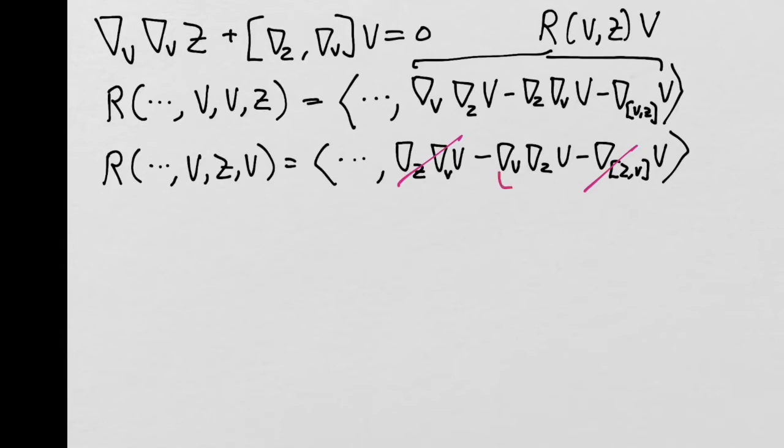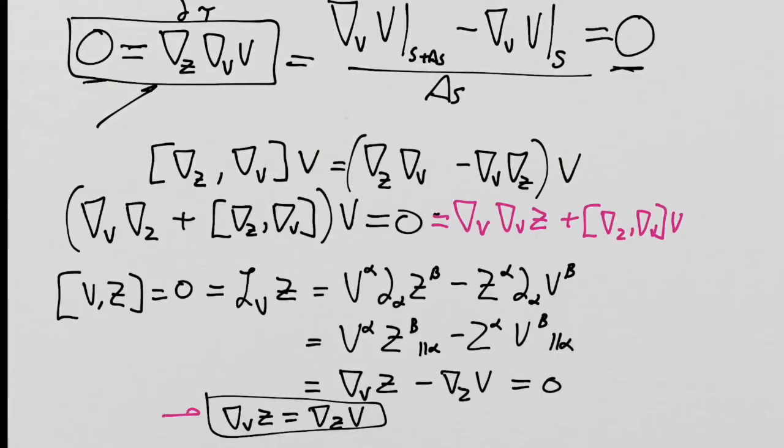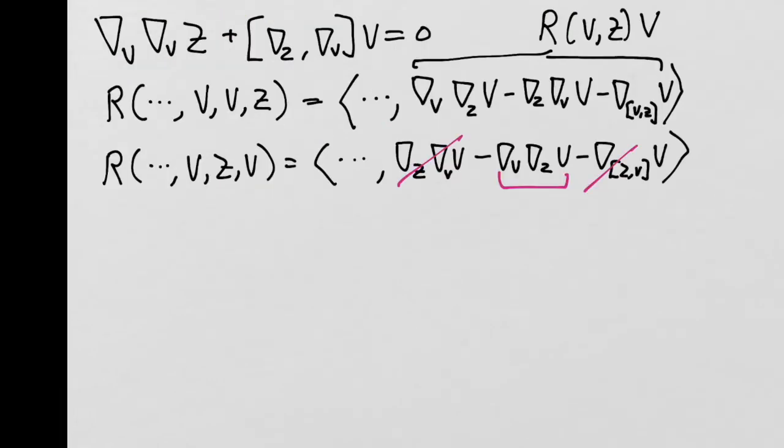And all that's left is this guy here, which we've already shown is the same as, where did we show that, right? The covariant derivative in the direction V of Z is the covariant derivative in the direction Z of V. So the covariant derivative in the direction Z of V is the covariant derivative in the direction V of Z. So we end up with minus the covariant derivative in the direction V of Z.